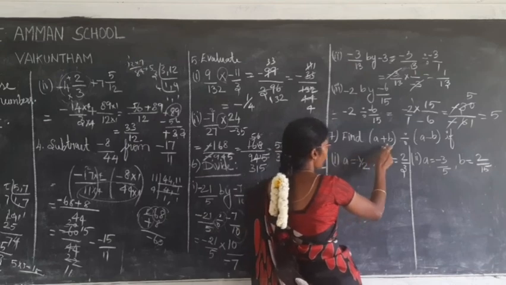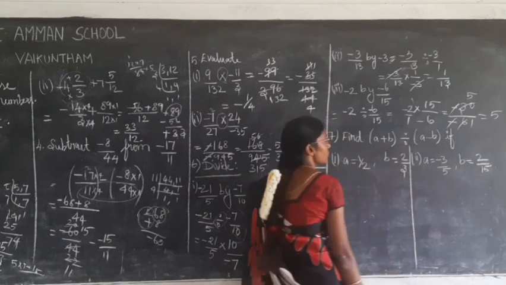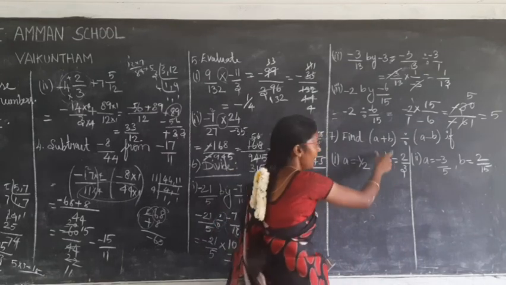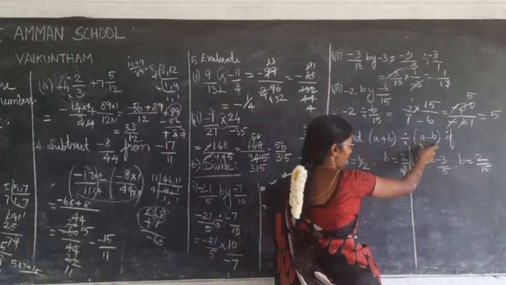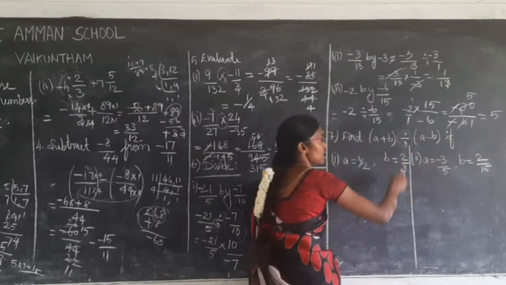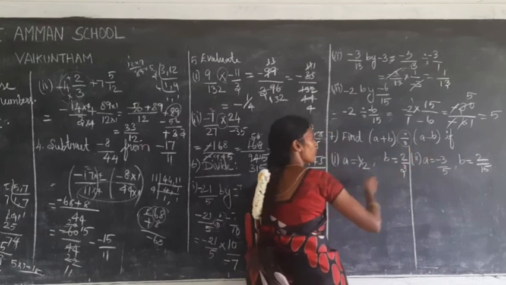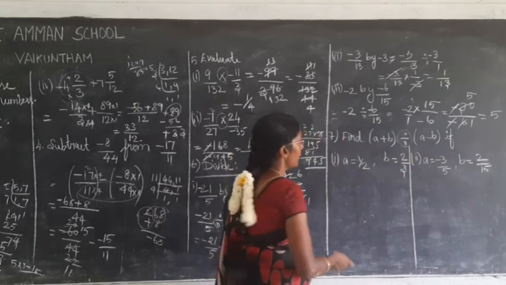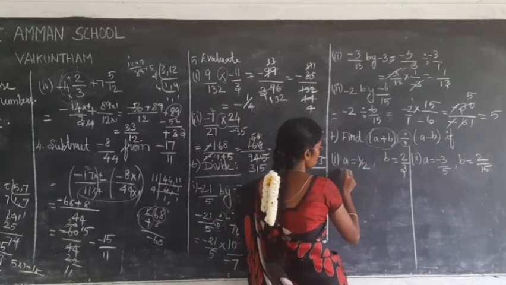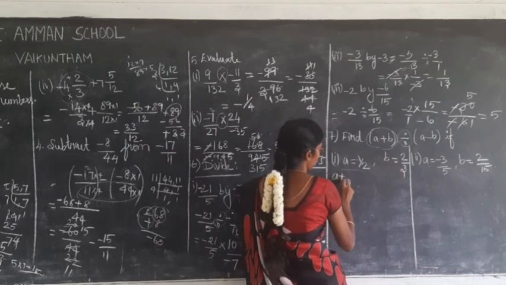Find A plus B divided by A minus B. Okay, you have to add and subtract and find the answer. At last, you have to divide that answer. First you have to find the sum, then you have to find the difference, and then you have to divide. Okay, so first they had given A and B values. So first find A plus B.